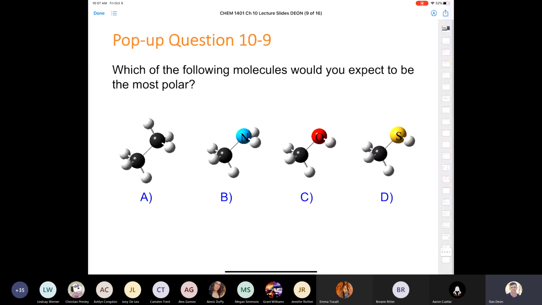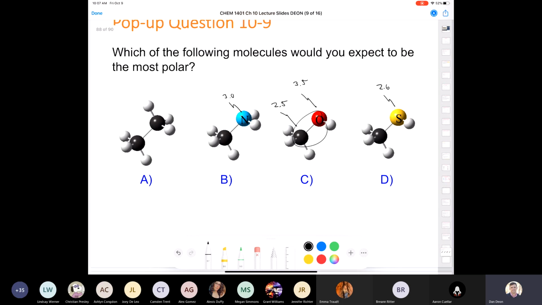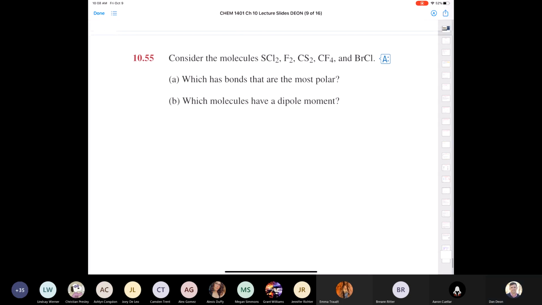Ouch. See, a bunch of people answered C. I think you're right, for sure, because it's got the most polar bond in it, right? Oxygen is the 2nd most electronegative element in the entire periodic table. It's got an electronegativity of 3.5. Carbon is 2.5. Nitrogen is only 3.0. And sulfur, we saw earlier, is 2.6. And so since this one has the most polar bond in it, it's going to be the most polar. And so C is the answer. Oh boy, now I get some big problems here.